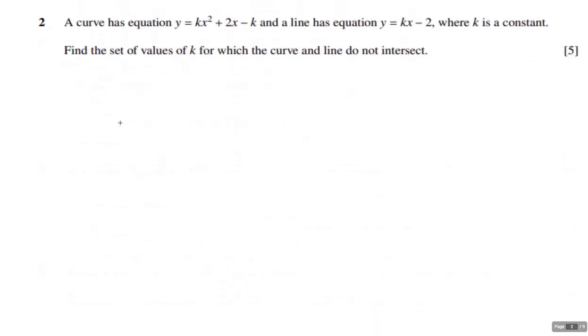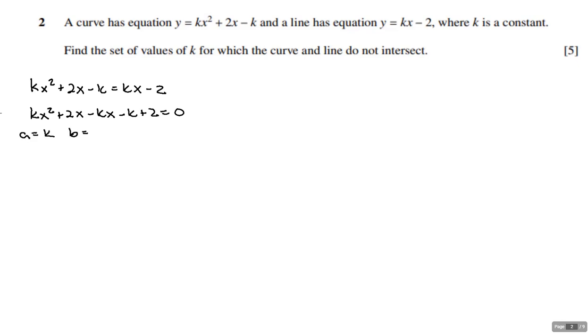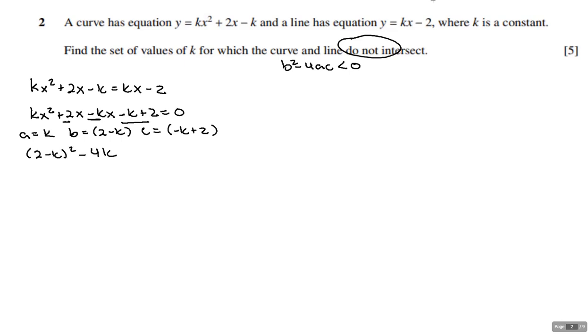Now for this next problem, they've given us this quadratic and a line, and they're telling us to find the set of k values where the line and the curve do not intersect. So what we're going to do is make them equal to each other, and it's going to end up being a quadratic, and then we're going to use the discriminant. And remember, if they do not touch, then the discriminant is going to be less than 0. The other version of this question is when they say it's tangent, and then the discriminant is equal to 0. But anyway, this one's going to be less than 0.